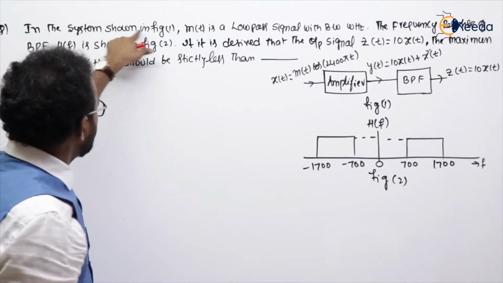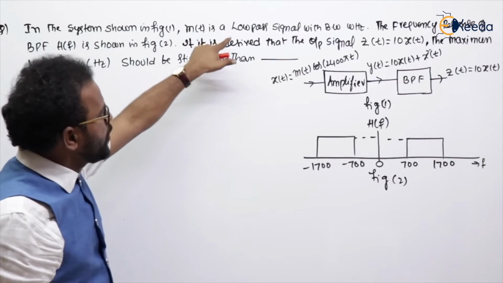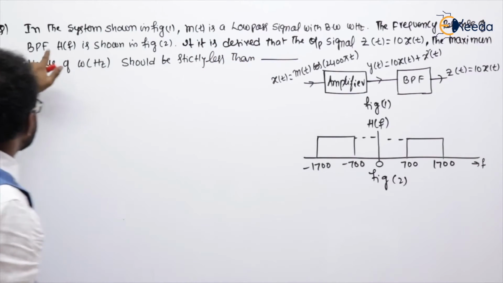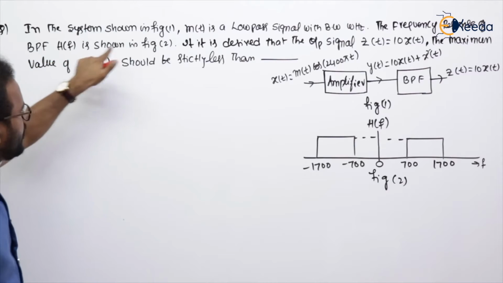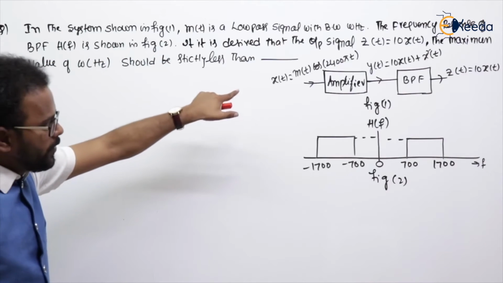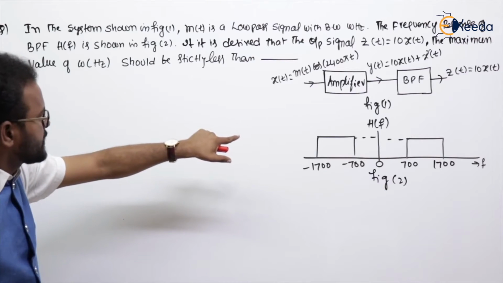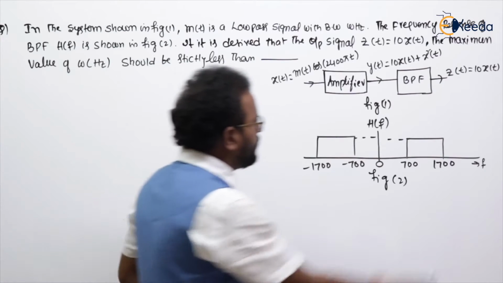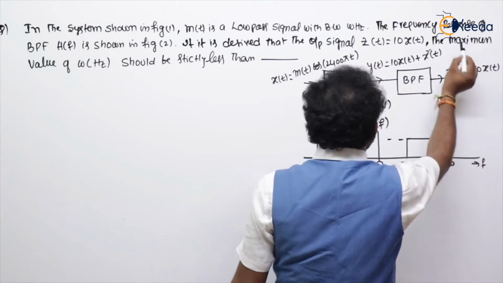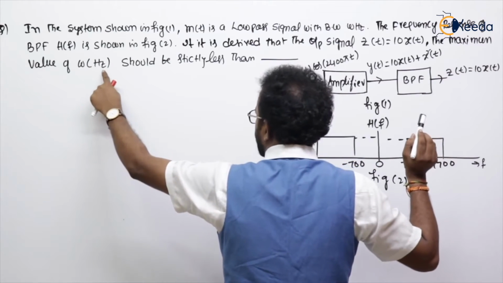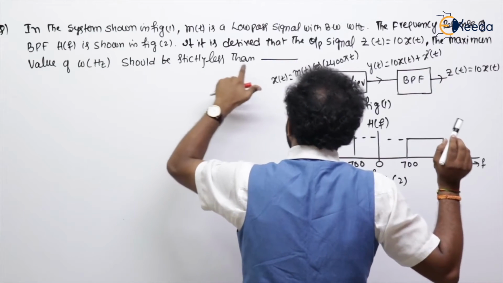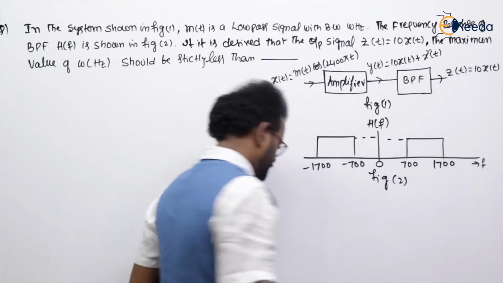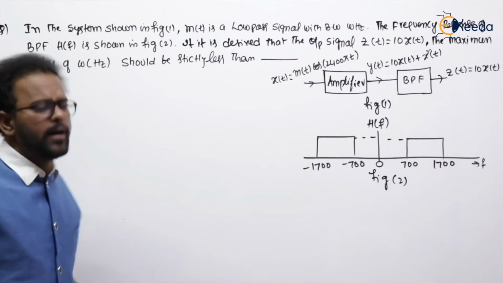In the system shown in the figure, m of t is a low pass signal with bandwidth omega Hz. The frequency response of a band pass filter H of f is shown in figure 2. Figure 1 is the system, figure 2 is the band pass filter characteristics. It is desired that output z of t equal to only 10 x of t. The maximum value of omega should be strictly less than what? To make z of t equal to 10 x of t, what is the maximum value of omega?